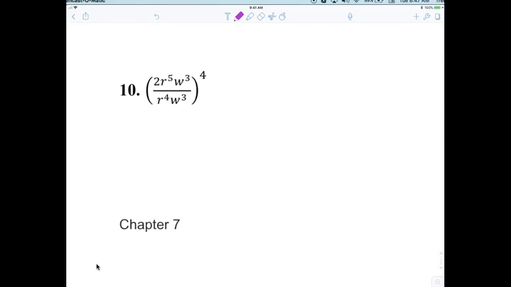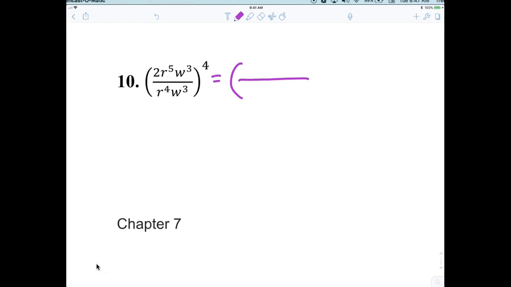So let's look at 10. All right, I need to simplify inside first. Parentheses. Can I do anything with a 2? No. So that, leave it as a 2. What happens to the R's? R to the 1st, and then the W's cancel. Do you agree? Raised to the 4th. So what's 2 to the 4th now? Think first, 16, and then final answer, 16R to the, it's really simple.